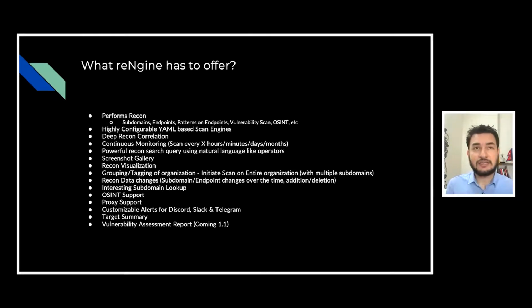And when I started building out reconnaissance, you know that recon has a lot of data. It's tons of data, right? And if you do not have a powerful recon search query, it's going to be super difficult to find exactly what you're looking for. So reNgine comes with a powerful recon search query. You could use natural language like operators: and, or, not, greater than, smaller than. Suppose things like content length greater than 100, content length equals 0, or HTTP status equals 200. You could use those natural language like operators.